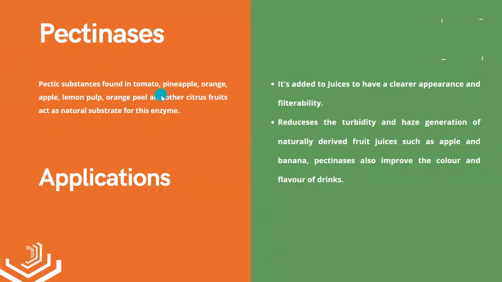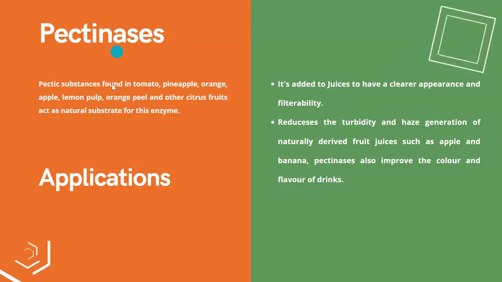Pectin is a major component of tomato, pineapple, orange, apple, lemon, pulp, orange peel, and other citrus fruit that act as a natural substance for this enzyme. So these are pectic substances. This enzyme majorly acts on all these food products. Basically, these are all majorly citrus products, be it lemon, orange, pineapple, tomato, they all fall in the category of the citrus fruits. So pectinase majorly attacks the citrus fruits.